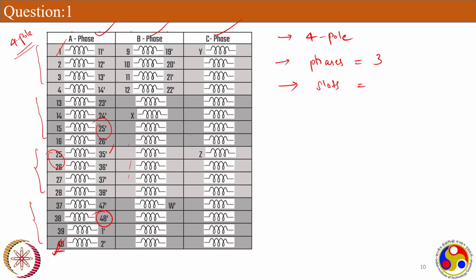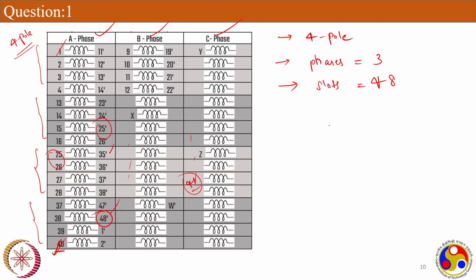Maybe somewhere around here there might be 48 as well, so you don't know that. So you look at both sides of the A phase and see what's the maximum number here. There is a returning coil side that is being placed in the 48th slot. So the number of slots will go in as 48.